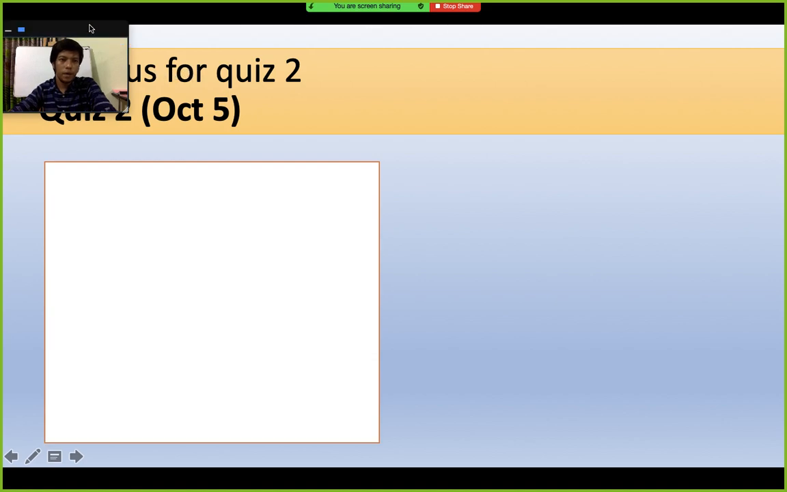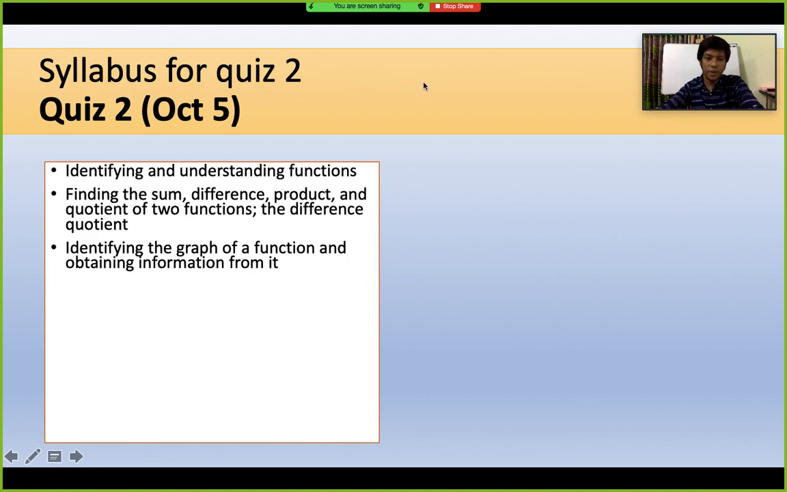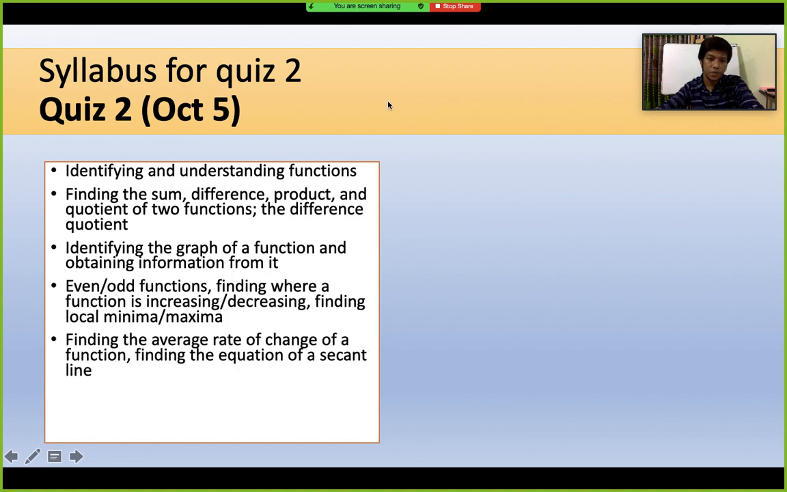Then we have our quiz 2 syllabus. Quiz 2 is October 5th, which is next week, and we have a revision class on October 5th about the pattern of the paper. As you know, we always take a revision class before the quiz. Just to give you a heads up, this is the syllabus for our quiz 2.